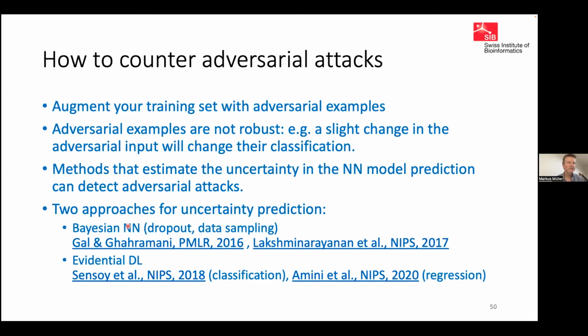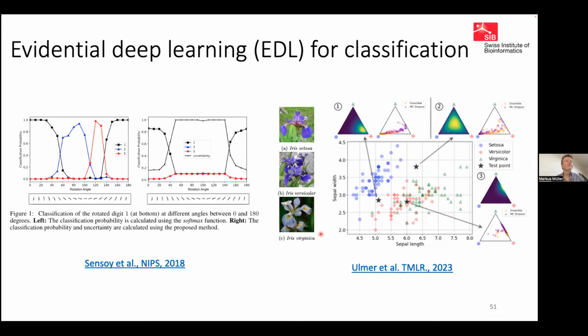Another very interesting approach, which I will present briefly here, is evidential learning, which was invented in 2018 for classification and 2020 for regression. It does the same thing basically as Bayesian neural networks, but it does it much faster. The first thing it does is, the network knows how to say "I don't know." And if it doesn't know, it doesn't just assign it to a more or less random class. This is a powerful tool. I recommend that you read the paper here.